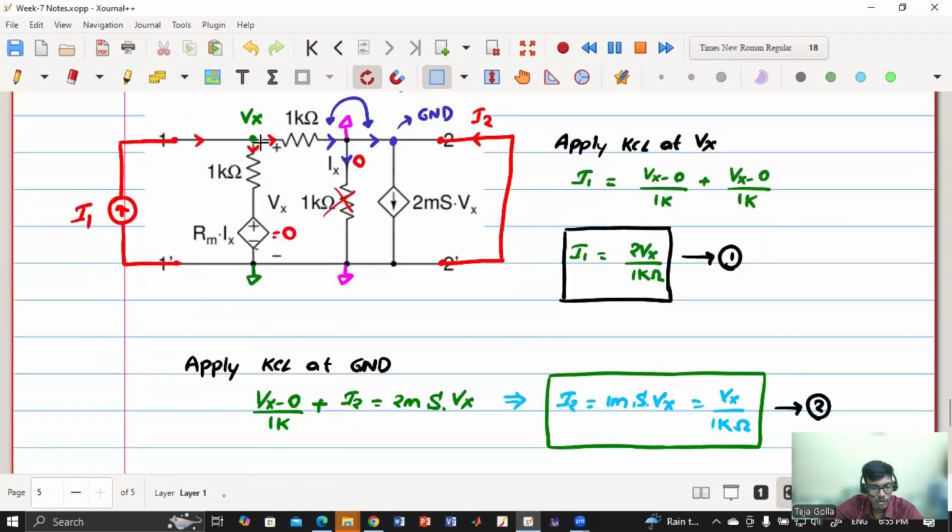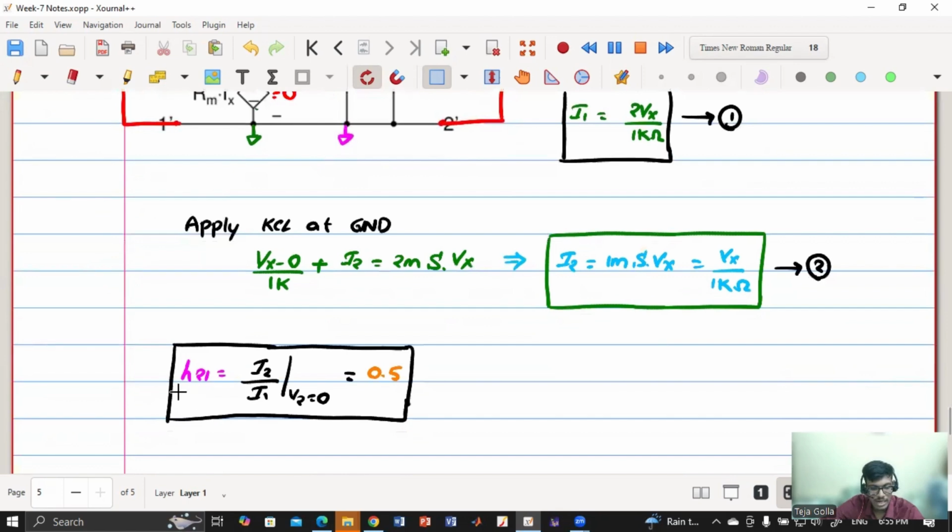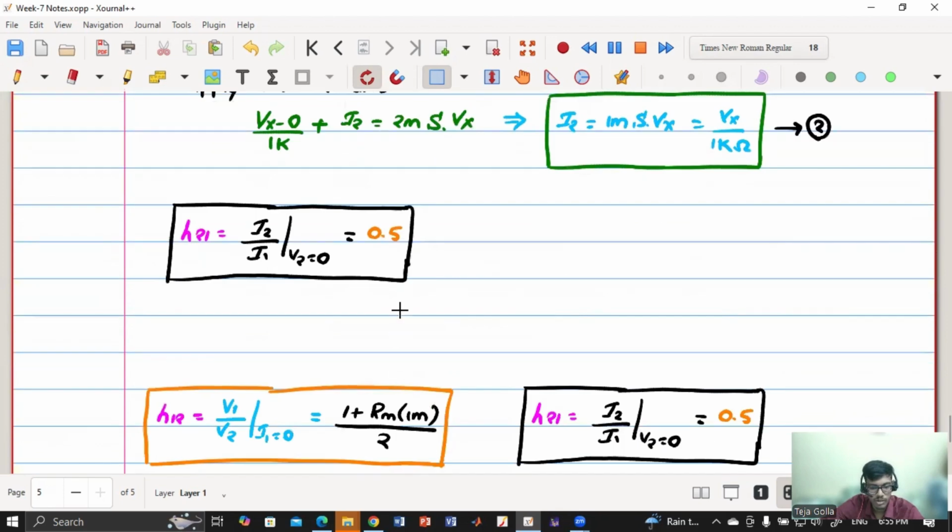So I have initially applied KCL here. I got I1 in terms of Vx. Then I have applied KCL over here. Then I got I2 in terms of Vx. Then for calculating H21, I did I2 by I1. So I got H21 as 0.5.